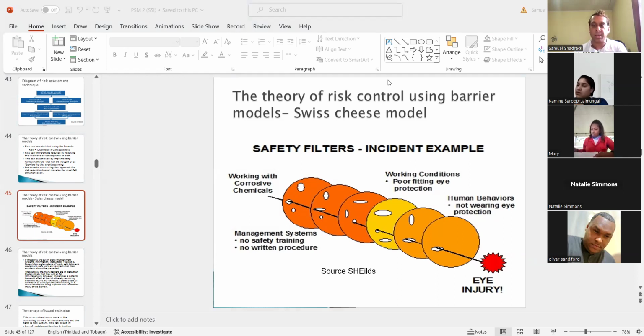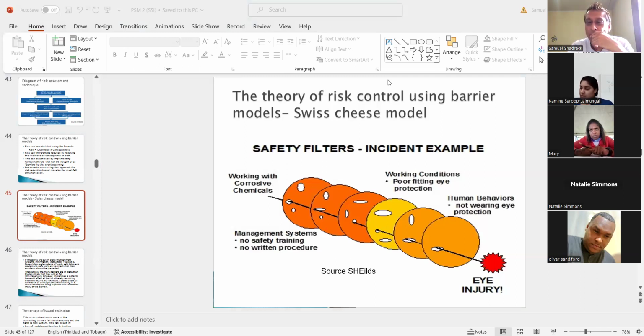So one of the techniques is called the Swiss cheese model. This was developed by a psychologist. It's often referred to as the Reason's model, but Reason is actually the person's surname. So when they say the Reason's model, it's not like reasoning, it's actually the person's surname.